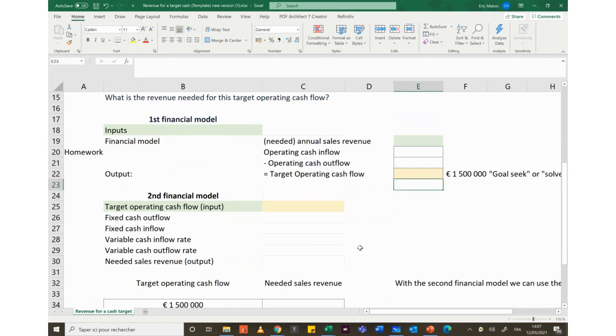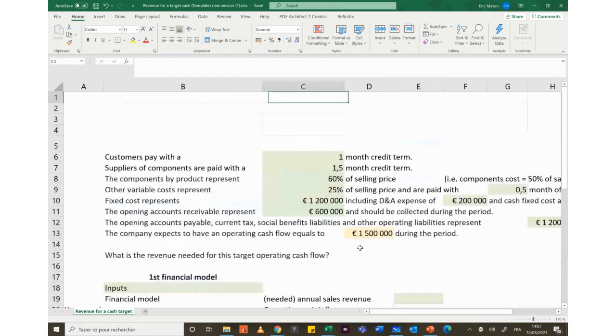So you have all the data, all the input is here. So don't forget, you create only links. Okay, the inputs are here.